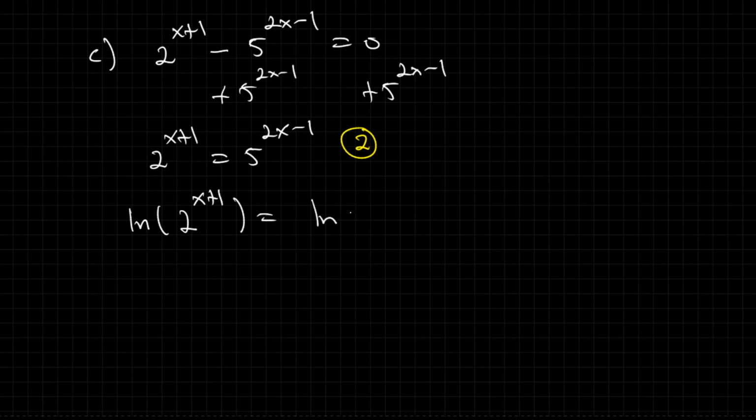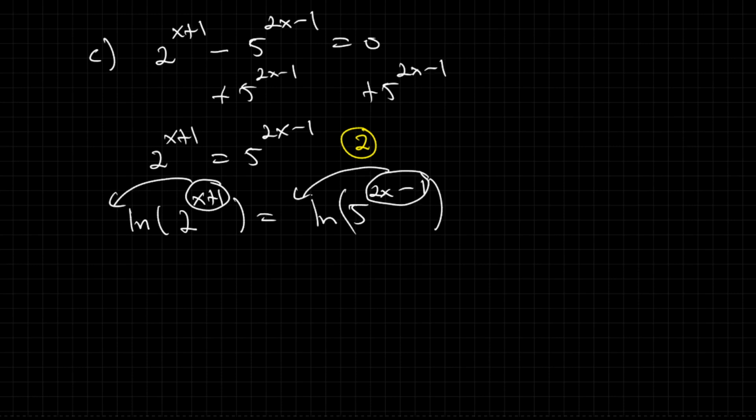And here we'll have two places where we can apply the logarithm properties. This x plus 1 will drop down, and this 2x minus 1 will drop down, so we get (x plus 1) ln 2. Remember, if there's a plus, make sure you put parentheses when you drop the exponent down, equals (2x minus 1) ln 5.